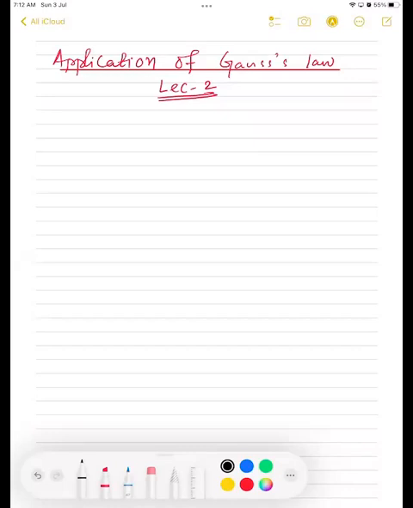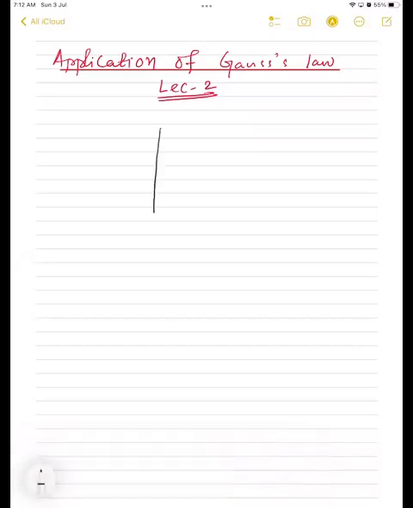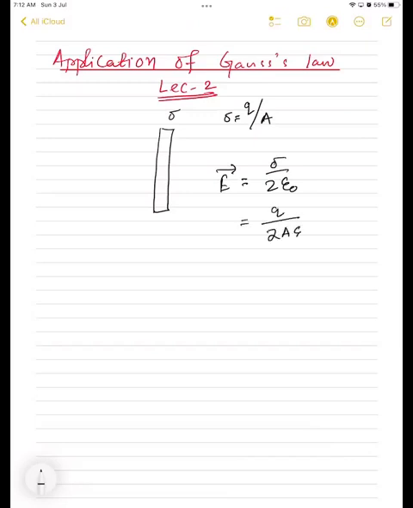On a plain metal sheet, let's say you have taken a plain metal sheet, right? What is the charge that you have given? Some sigma. Sigma means what? Q by area, right? What is the electric field on the surface? Sigma by 2 epsilon naught. That means Q by 2 into area A epsilon naught. Are you getting, students? This is the electric field.